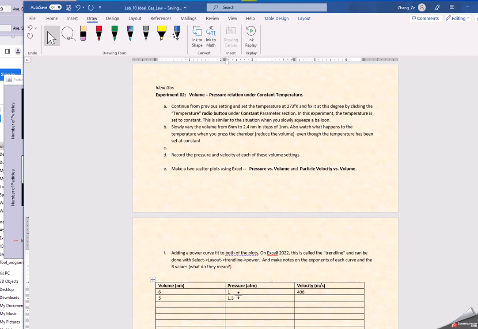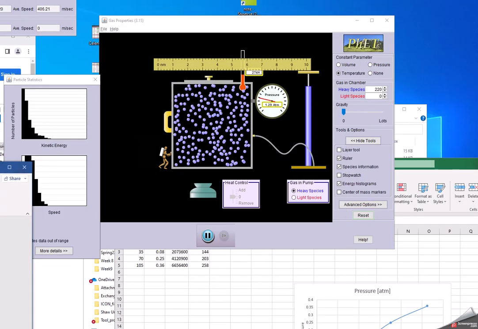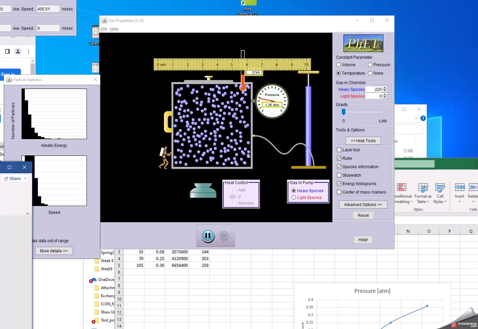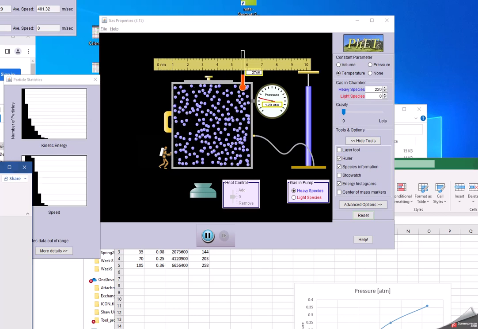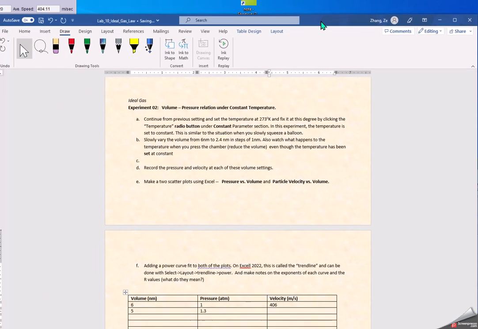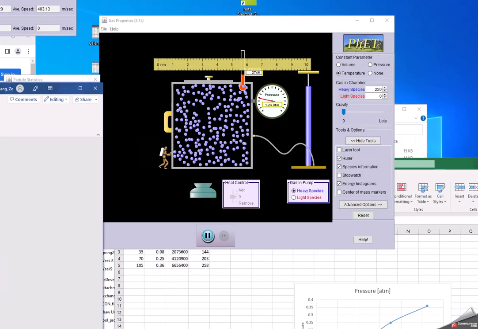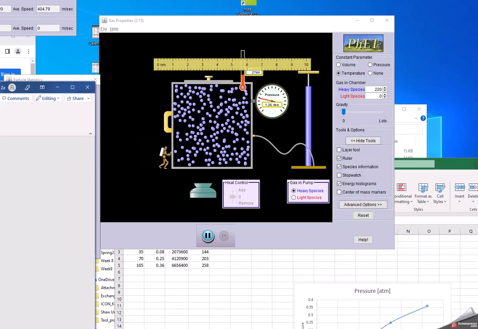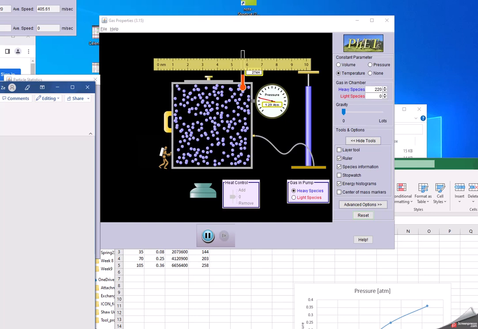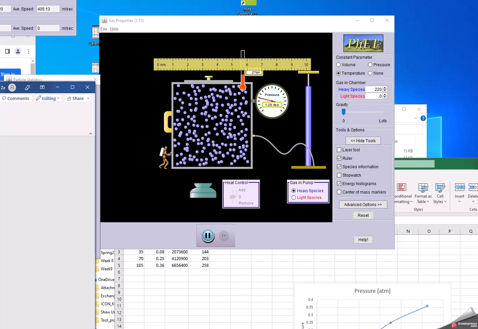Pressure is higher because the volume is smaller. And the velocity is 407, so it's bigger, but not that much bigger. Then you will see the number of particles and the average speed.